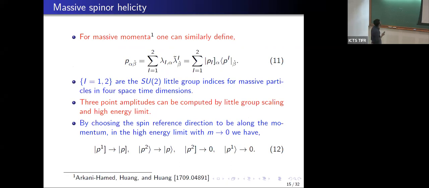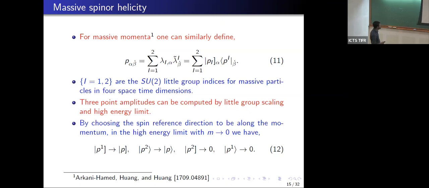Now let's discuss massive spinor helicity variables. Arkani-Hamed, Huang and Huang have defined this P alpha beta dot in terms of two indices, I equals 1 and 2, because now the determinant of P alpha beta dot is not equal to 0. Now this has maximal rank 2, and these I equals 1, 2 are the SU(2) little group indices for the massive particle in 4 space-time dimensions. And 3-point amplitudes can be computed by little group scaling and their high energy limit. So what is the high energy limit? By choosing the spin reference direction to be along the momentum direction, in the high energy limit with mass m going to 0, we have this condition.